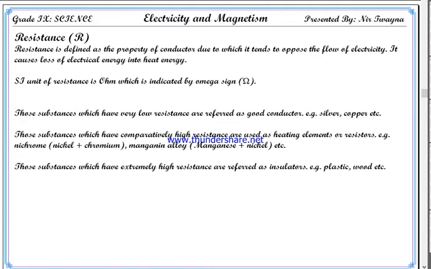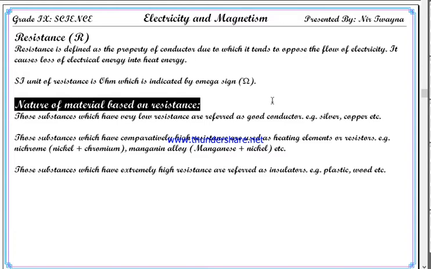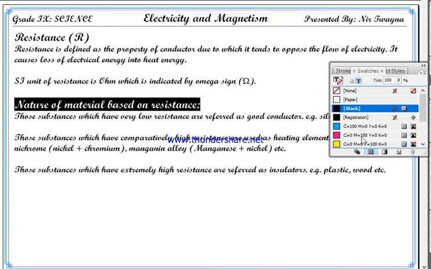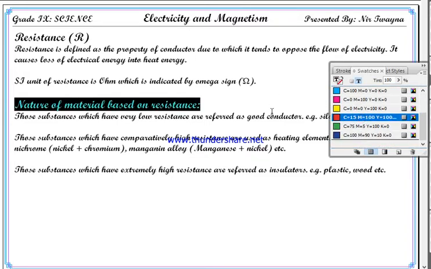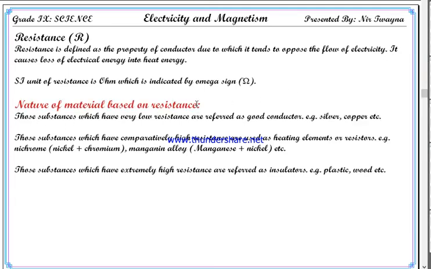Okay, nature of material based on resistance. You can see there are altogether 3 types of materials based on resistance.